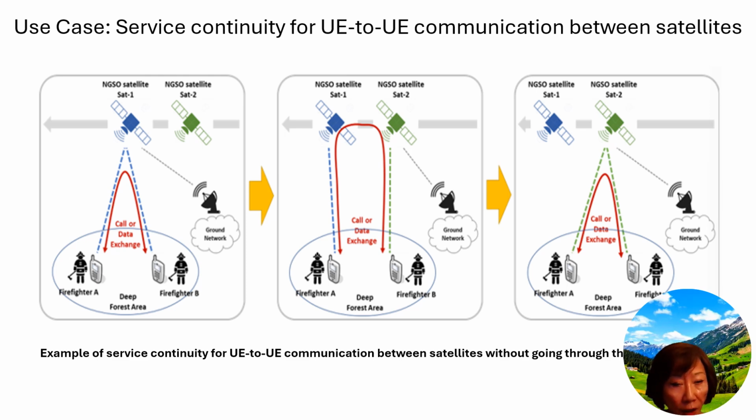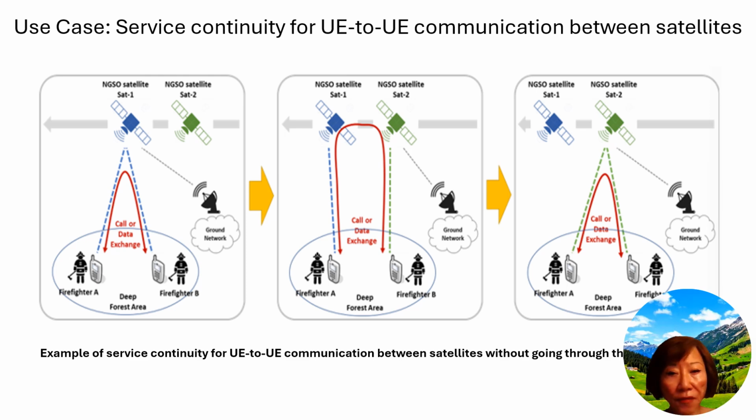In the middle frame, the stage 2 middle frame there, as the satellites move, SAT-1 is still the primary communication link for firefighter A. Firefighter B begins transitioning to SAT-2, shown by the green dashed line. The call or data exchange continues uninterrupted, represented by the red solid line now curving between the 2 satellites.